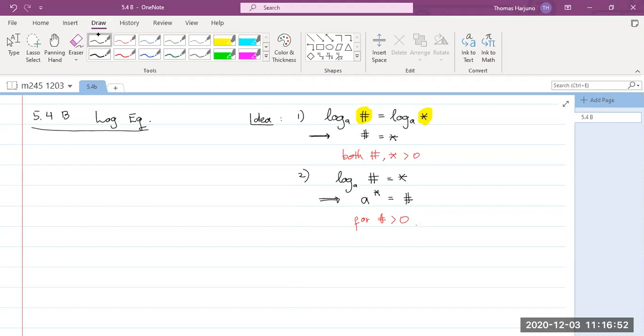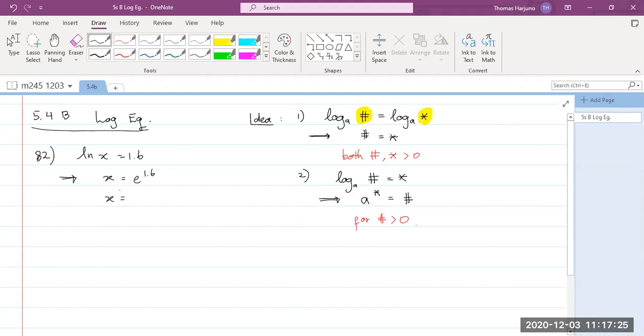Now let's see, for example, number 82, the easy one. Natural log of x equals 1.6. Then to solve for x, I change this logarithmic form into exponential form. The base is e, so x equals e to the 1.6. Then you use your calculator.